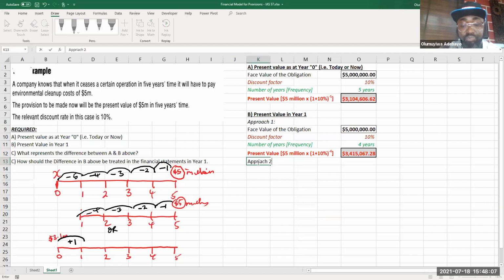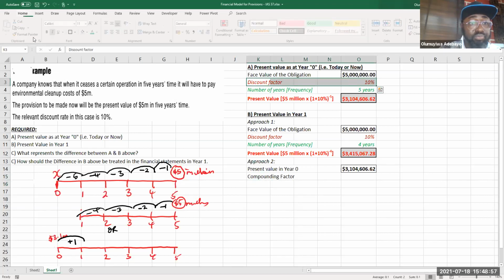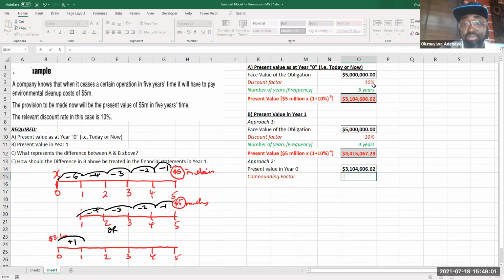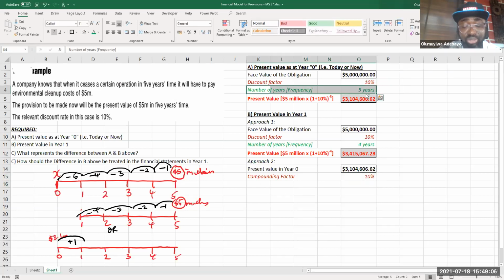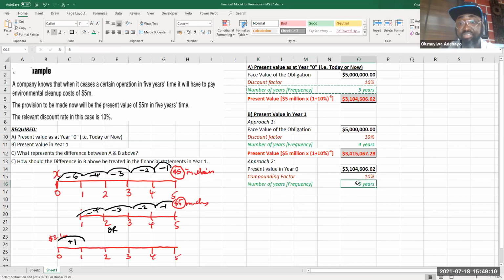Alternatively, approach 2 is to compound, which means what I need is the present value in year 0. What is the present value in year 0? What I have here. And my compounding factor is the same rate as the discounting factor. It's the same rate, 10%. Now, the frequency in years is that I'm only doing it for 1 year. I'm compounding for 1 year.